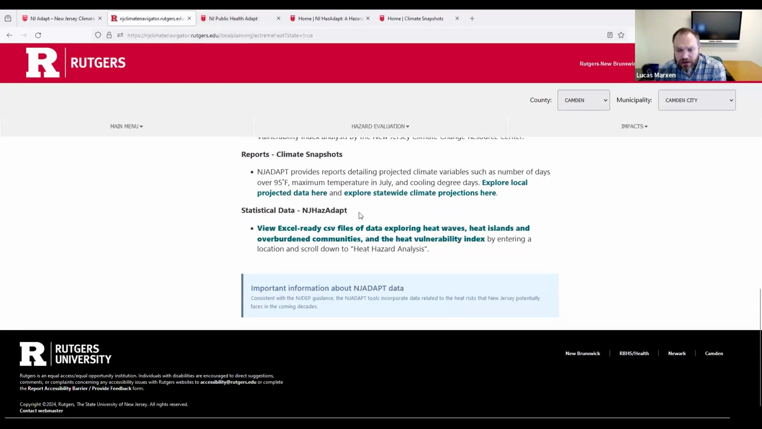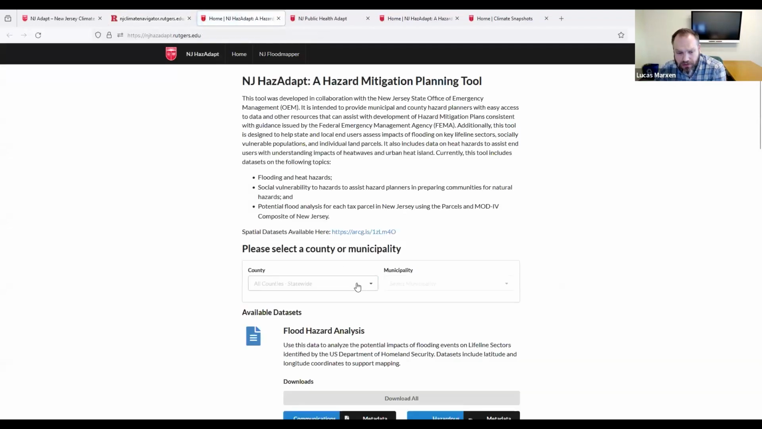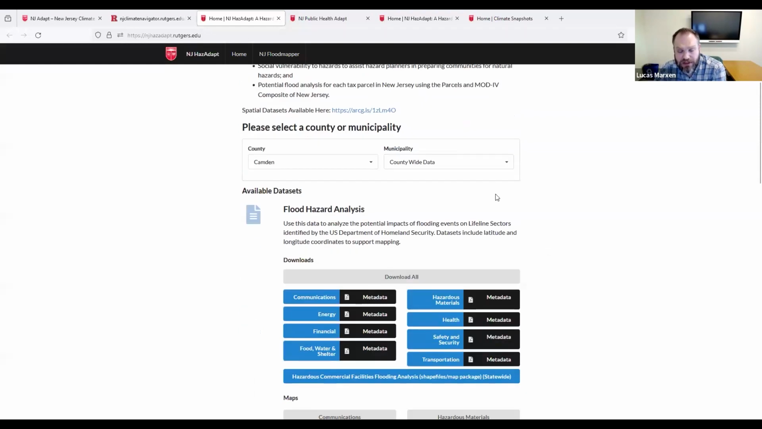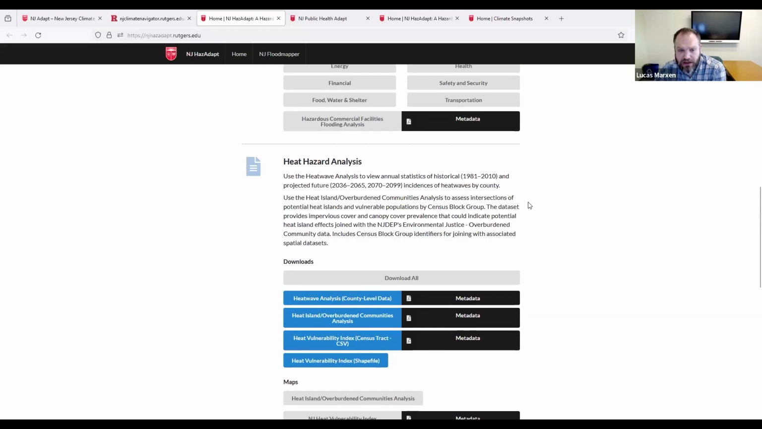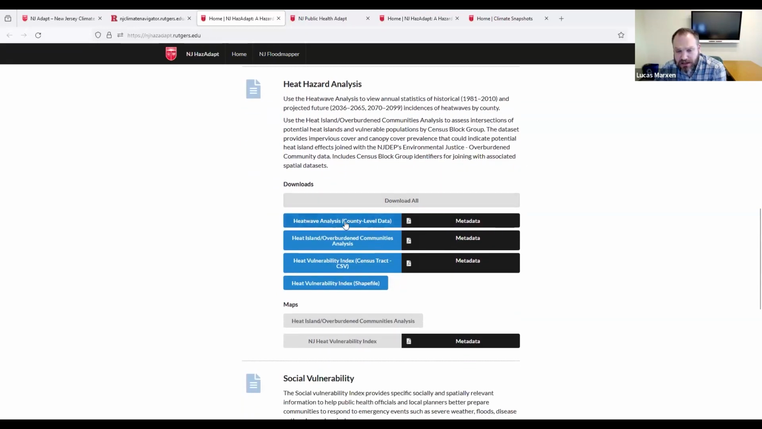And for statistical data, we have a link out again to our NJADAPT platform, where you can get more detailed data than we provided in some of the maps. You can access it down here under heat hazard analysis. You can access data specifically at a county level on heat waves. This provides information on the historical amount of heat waves, in terms of the number that occur and their average duration, and then provides projected data for different climate scenarios in terms of the increase in the number of heat waves expected in your county and the change in the duration that could potentially occur.